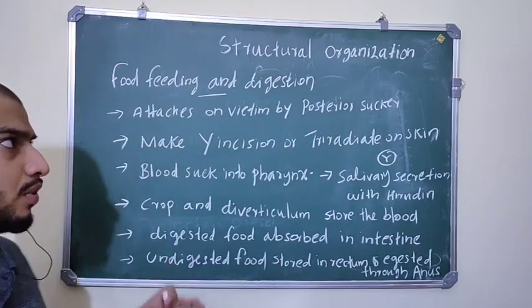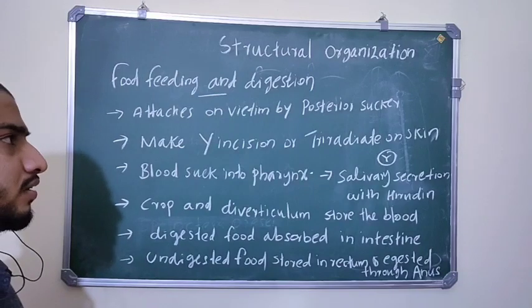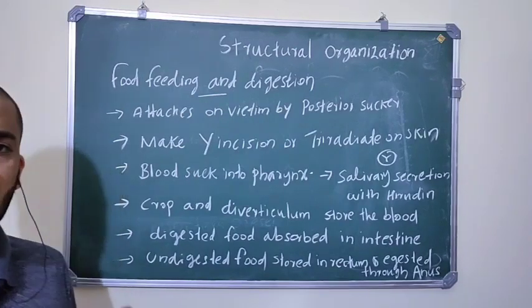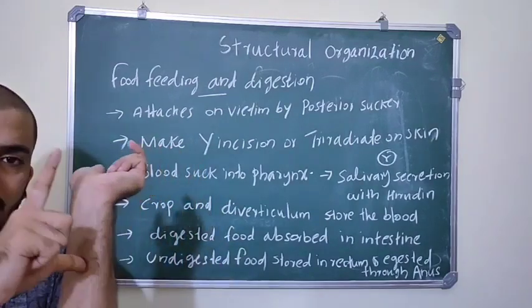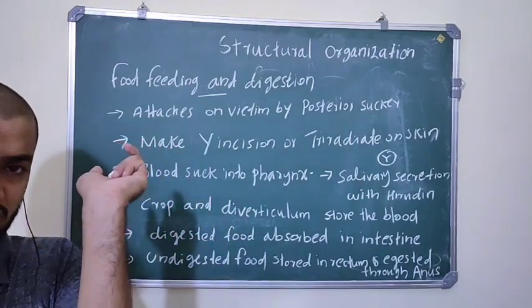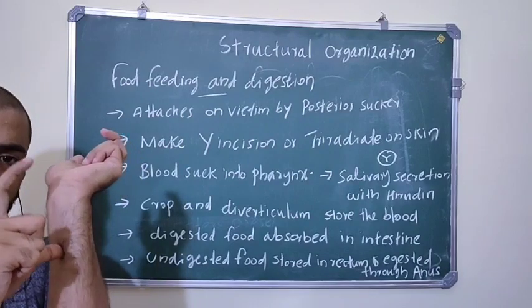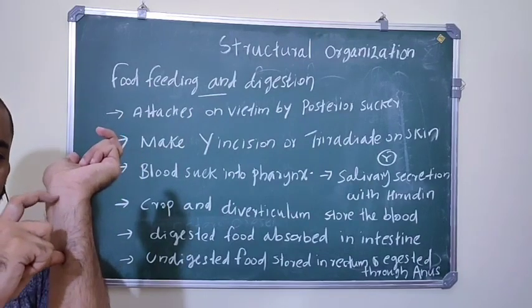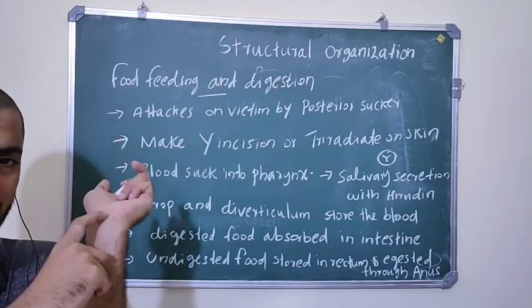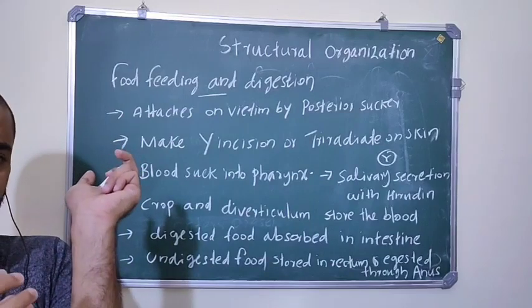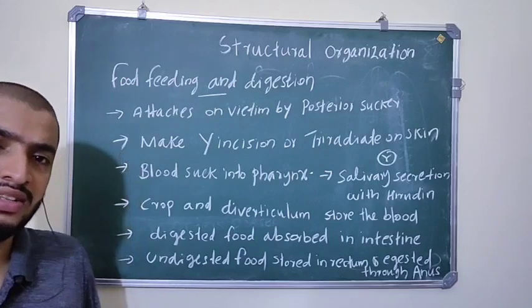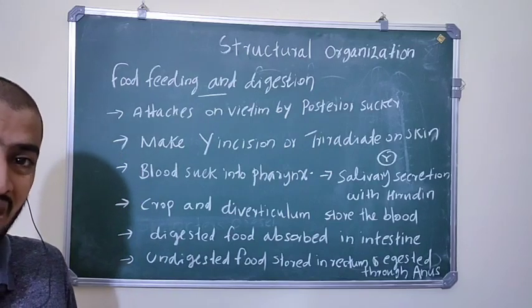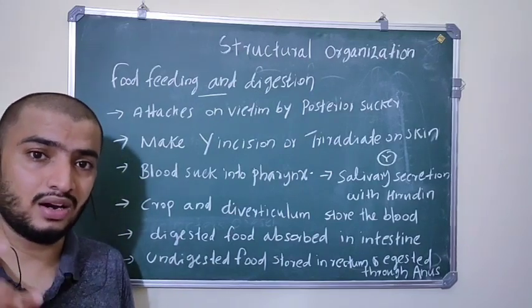So this is about food, feeding and digestion of leech. What is the first step? First, the leech attaches to the host animal very strongly using its posterior sucker, and makes a Y or tri-radiate incision on the skin of the animal. They suck the blood into their muscular pharynx, and into this muscular pharynx salivary secretions are poured, and these salivary secretions contain a chemical called hirudin.